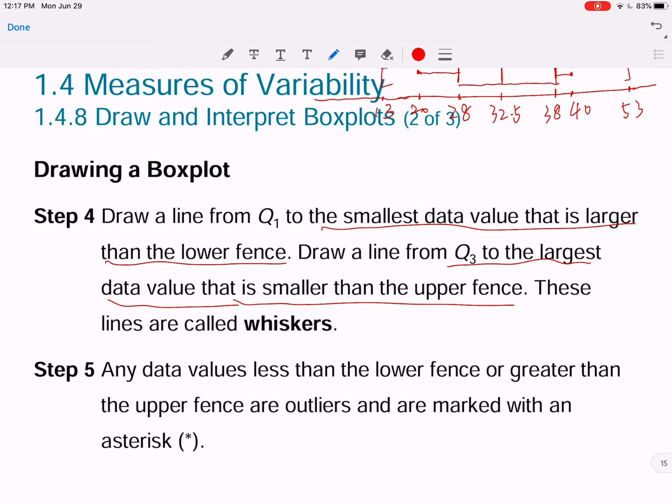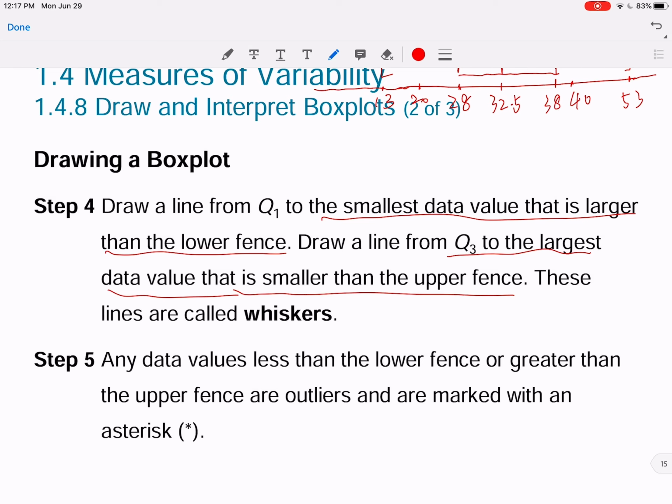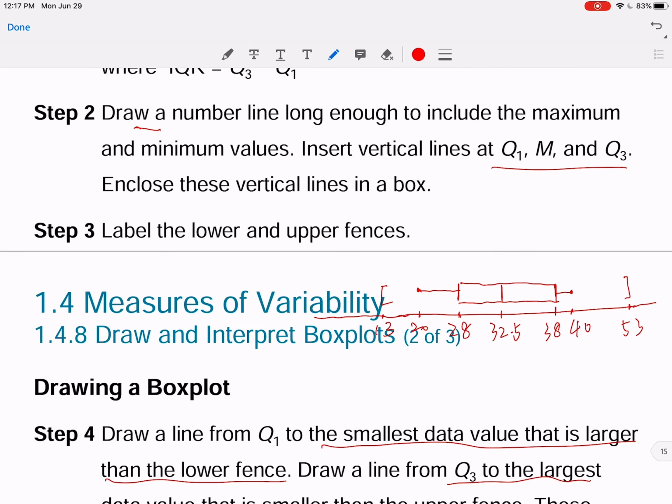Step 5, any values less than the lower fence or greater than the upper fence are outliers and are marked with a star, an asterisk. So obviously in this case we do not have outliers. So this would be the final version of the box plot.